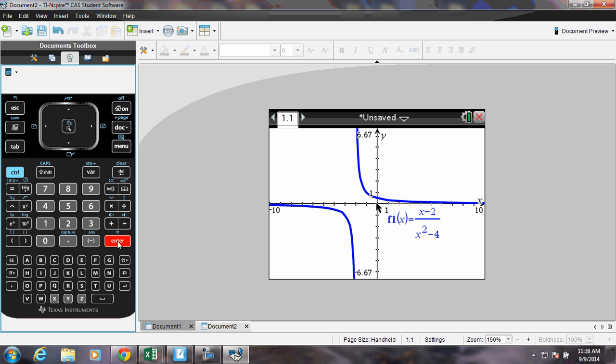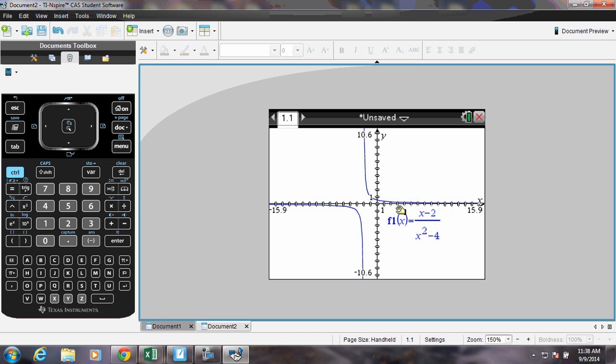Something worth noting. Look over at the x value of 2. Okay, I'm going to zoom in more.